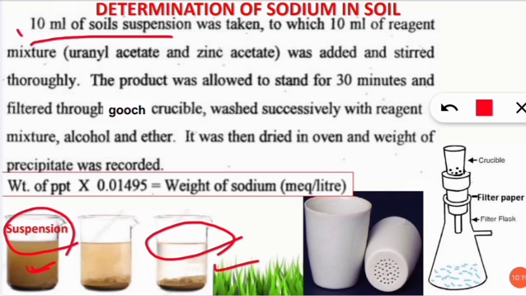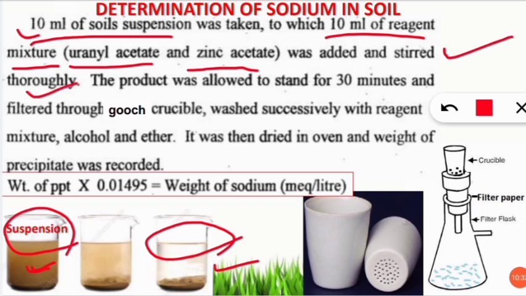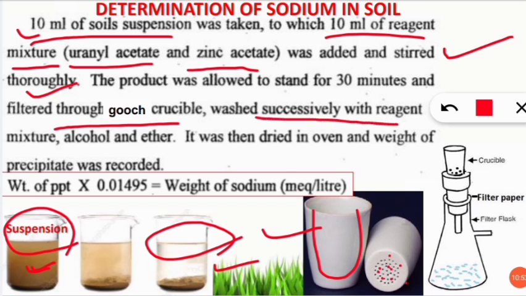From that we'll take the 10 ml, to which we'll add 10 ml of reagent mixture, that is uranyl acetate and zinc acetate. Then we will stir that solution thoroughly. After 30 minutes of stirring, we will allow it to stand still and filter through a gauge crucible. So what is this gauge crucible? This is the photo of a gauge crucible. The crucible, which is made of china clay, will have pores in the lower portion.